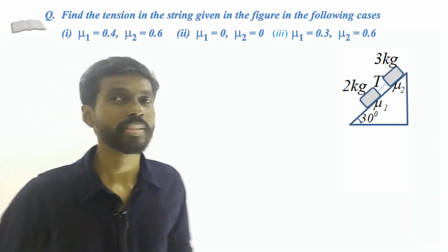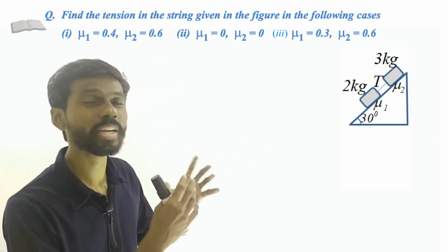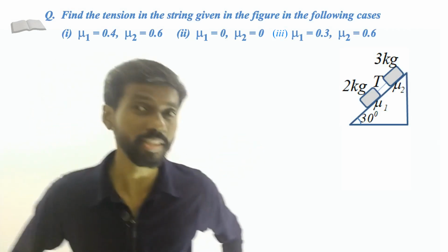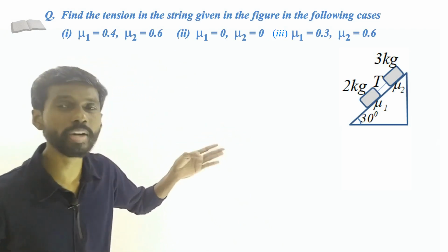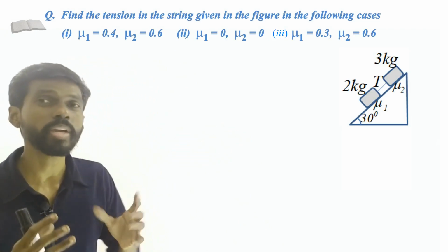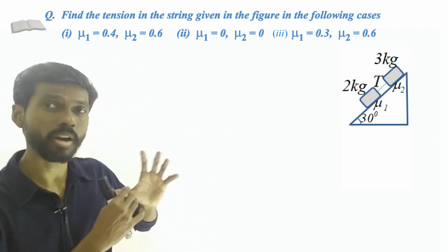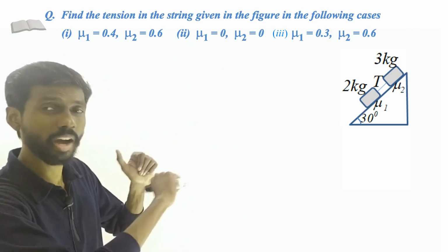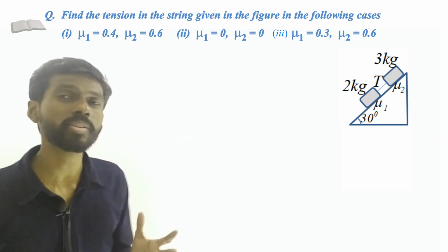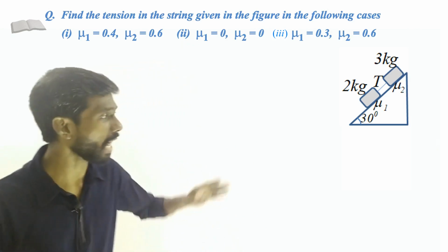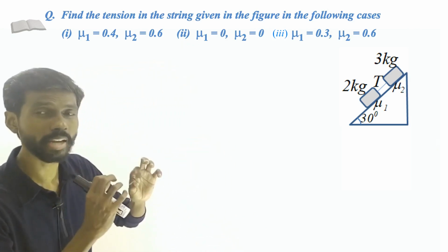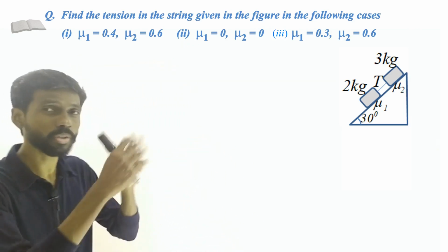Here we have two blocks kept on an inclined plane. These two blocks are connected by a string. We have to find the tension in the string for different values of mu1 and mu2. First of all, we have to check whether these blocks slide or not, whether they are moving. That depends on the angle of repose. If the angle of 30 degrees is more than the angle of repose, then these blocks will slide.